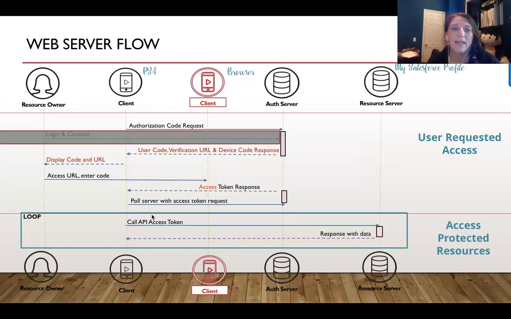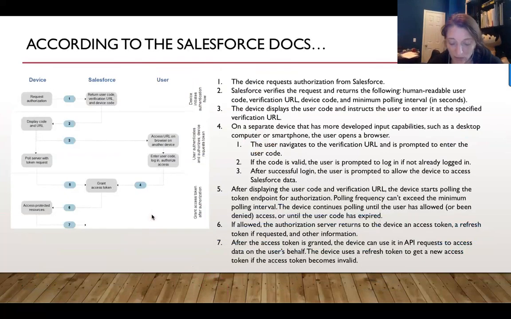All right, so let's see the Salesforce docs. The Salesforce drawing is confusing, but it's what we said: the device, the PlayStation 4, requests authorization from Salesforce. Salesforce verifies the request and then returns in human readable format a code, a verification URL, a device code, and a minimum polling interval in seconds.